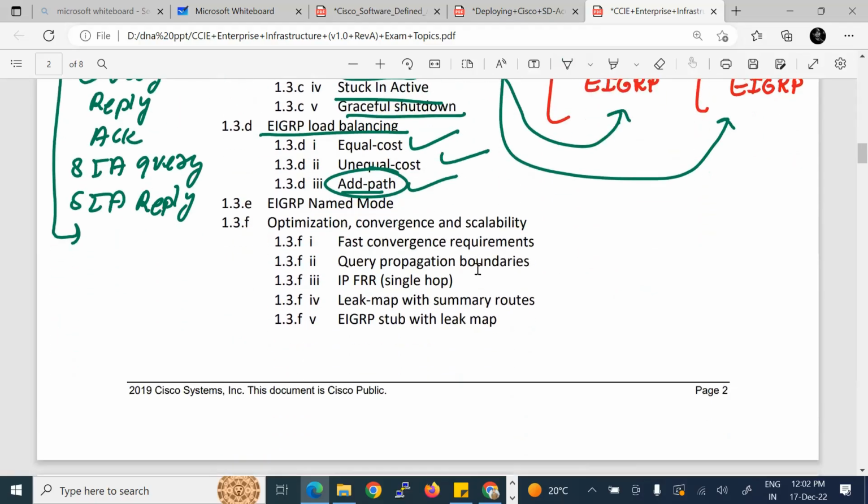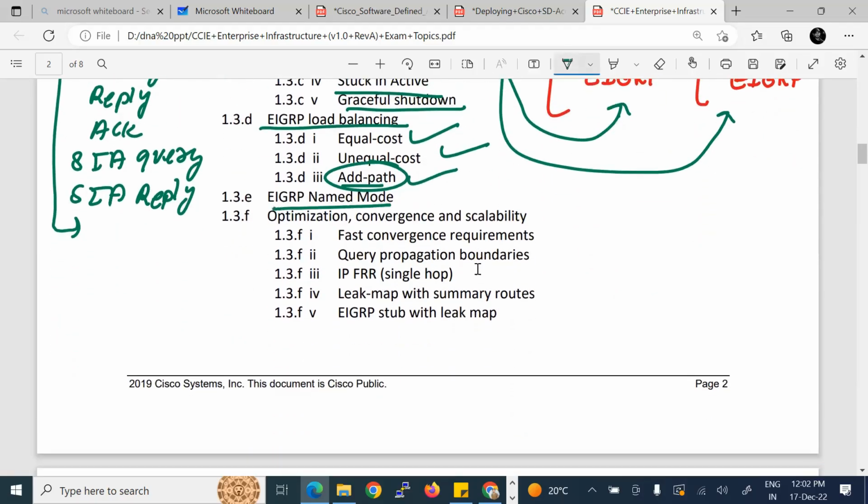Then EIGRP named mode configuration. Fast convergence, query propagation boundaries, stub, single hop, leak map, and EIGRP stuff with leak map.